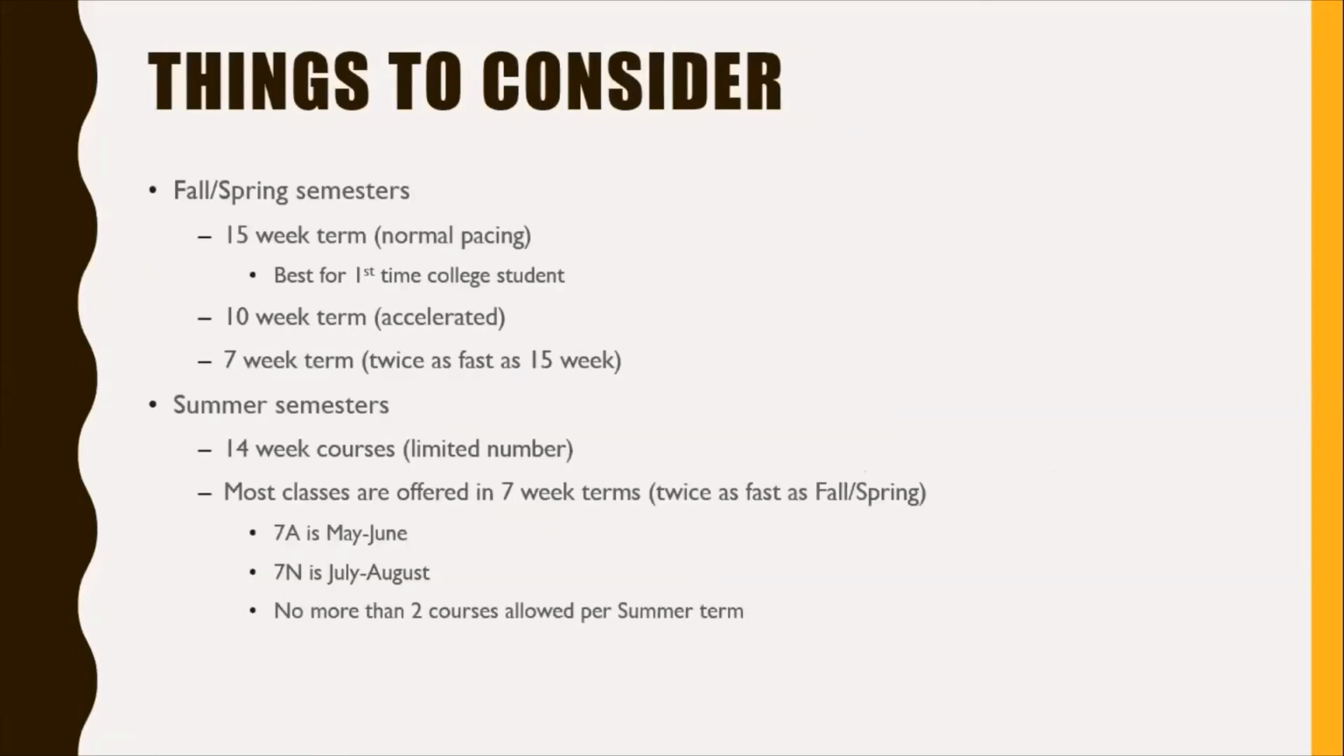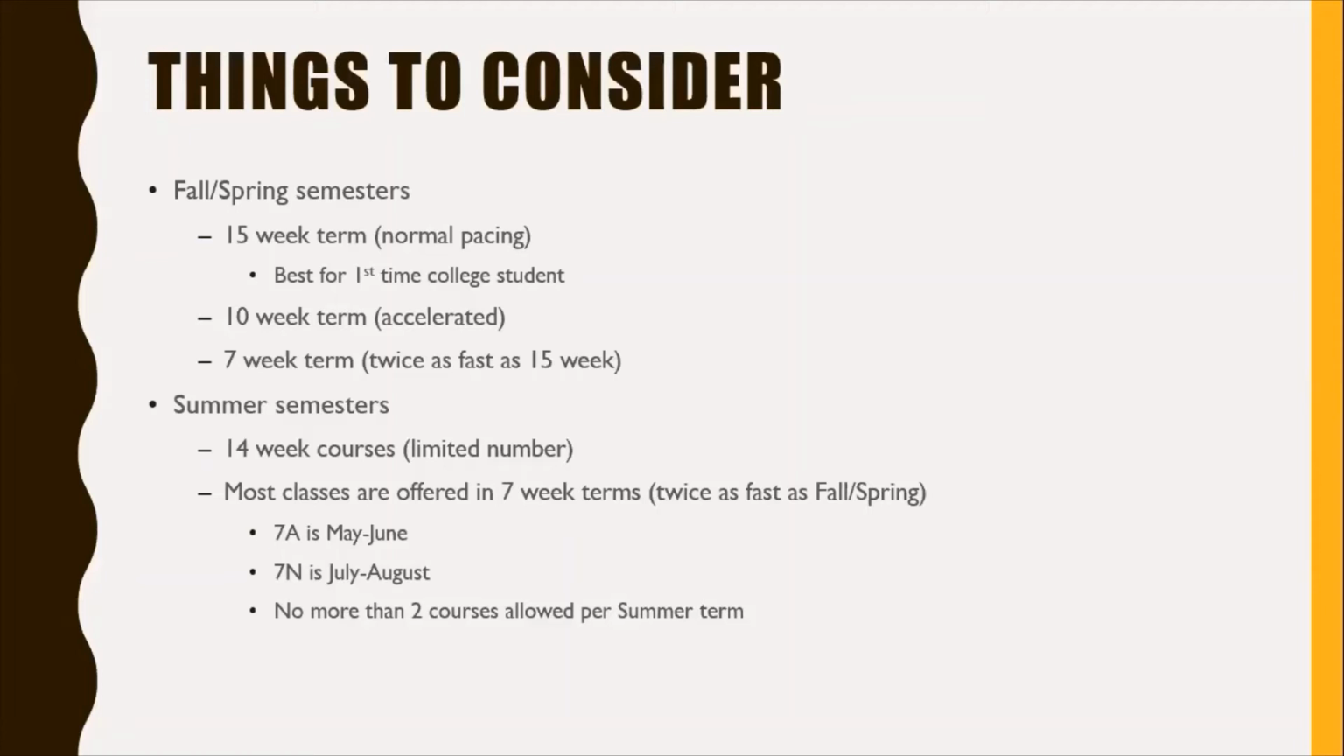There are some things to consider when you are putting together your schedule for either the fall, spring, or summer semesters. During our fall and spring semesters, we have several terms that you can choose from. The first one and our most traditional is our 15-week term. This is what we consider to have normal pacing and the best for first-time college students. So the semester goes the entire 15 weeks, and all of your academic responsibilities are going to be spread out during that time.